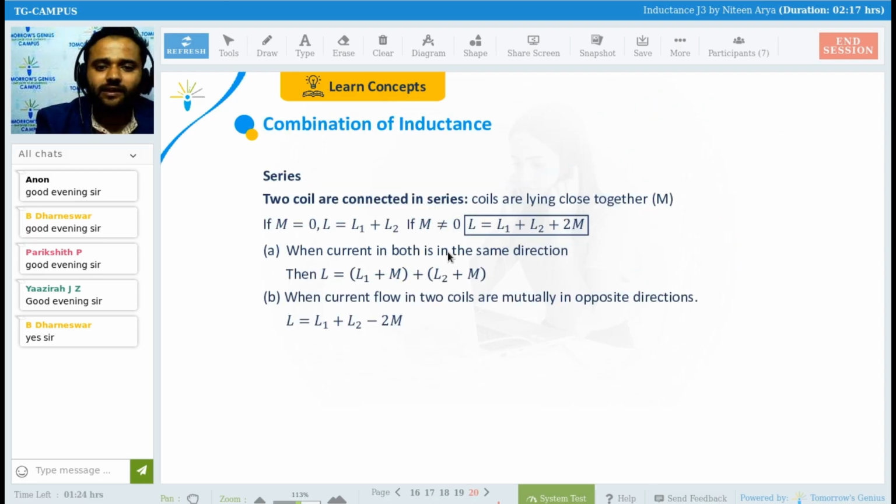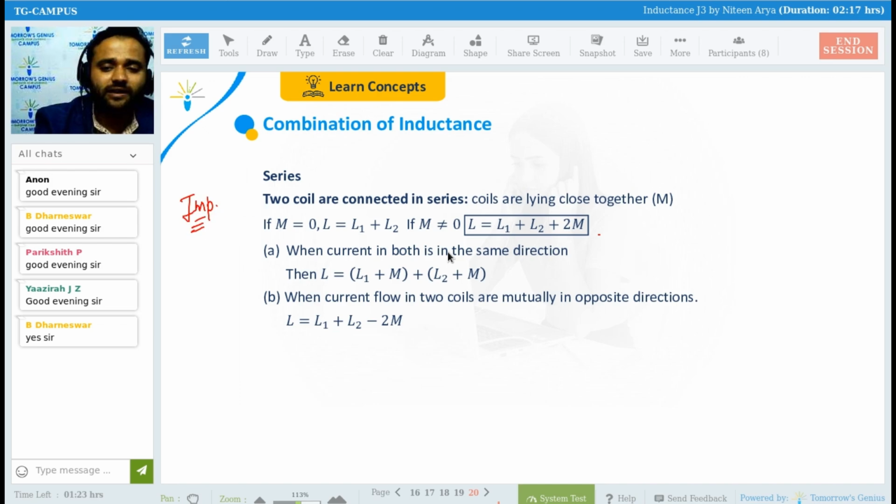Now, combination of inductance. In the series combination, if two coils are connected in series and lying far apart, M is going to be 0, and L is directly L1 plus L2. If they are not, then there is a relation. When the current is flowing in the same direction in both, L is L1 plus M plus L2 plus M, that is L1 plus L2 plus 2M. And when the currents flow in the two coils in opposite directions, then L is L1 plus L2 minus 2M. So these are some important formulas.